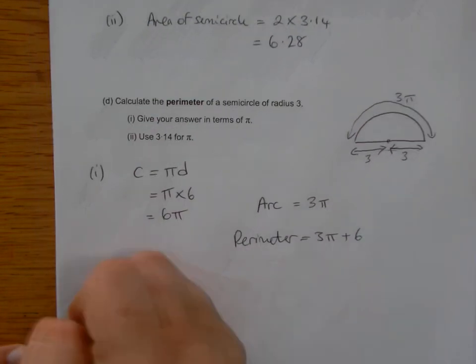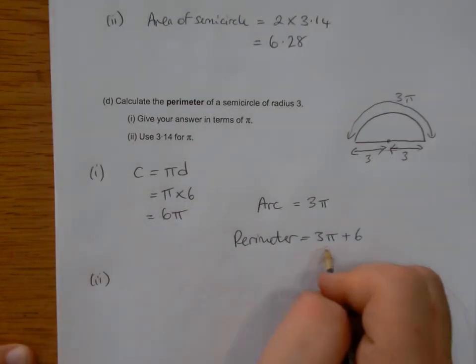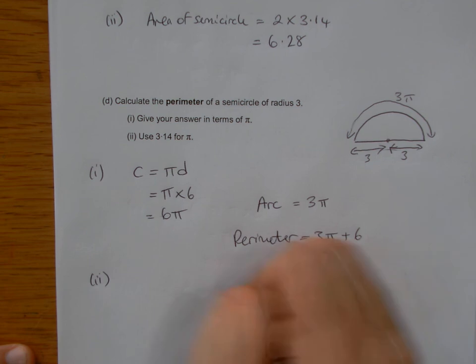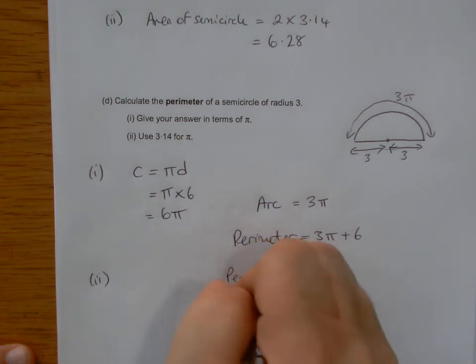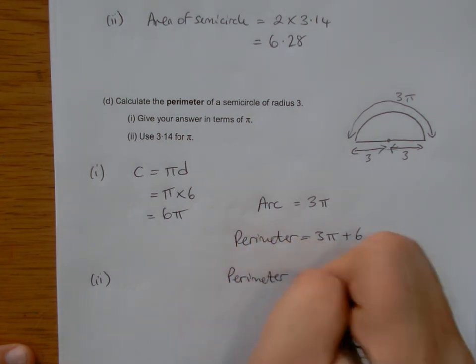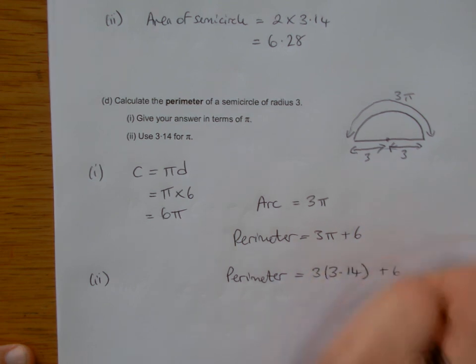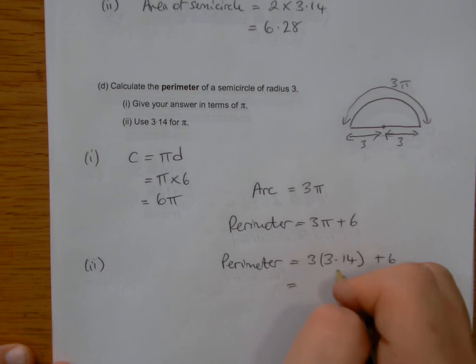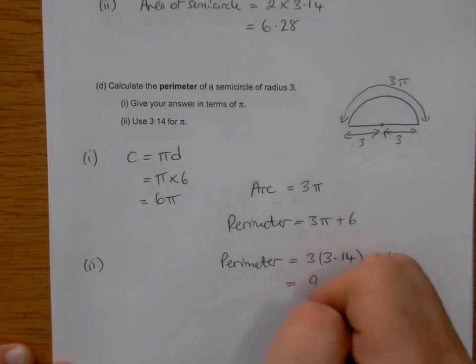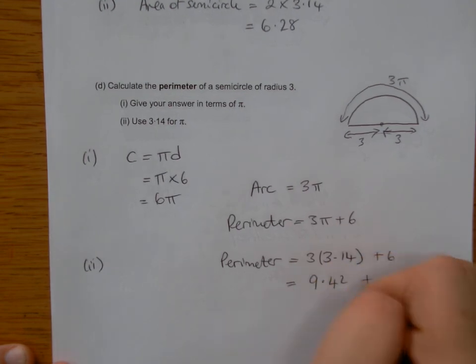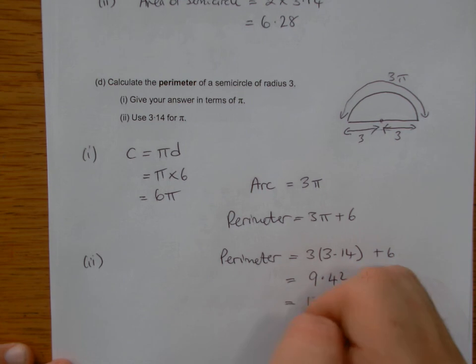So then in part 2 then, they want it in terms of 3.14. So the perimeter, we just plug it in, 3 lots of 3.14 plus 6. So we've got to triple that. So if you triple this, you get 9.42 plus 6, so you get 15.42.